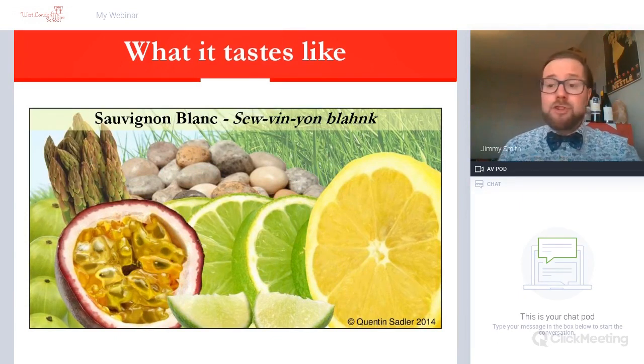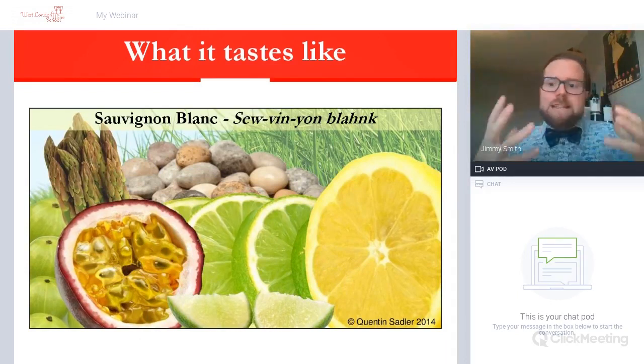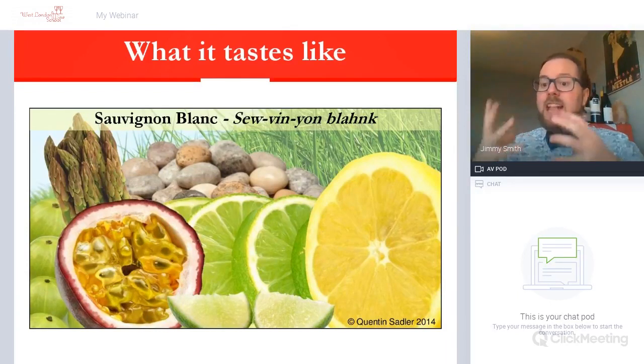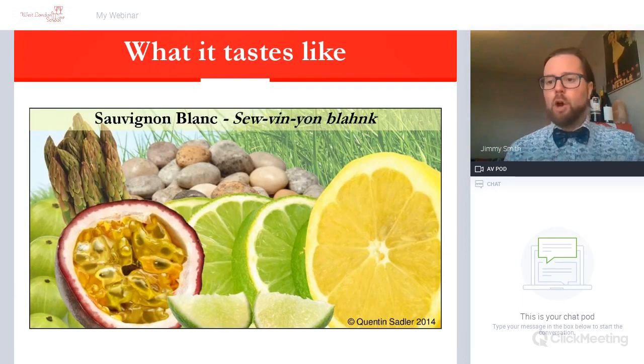Now, one inherent characteristic of Sauvignon Blanc is its green notes. So we've talked about the green fruits, but then green flavors like vegetables and herbs. You will find things like green pepper, asparagus, grass, nettles being very commonly found in Sauvignon Blanc. They are exuberantly intense, aromatic and attention-grabbing wines, and very dry at that.